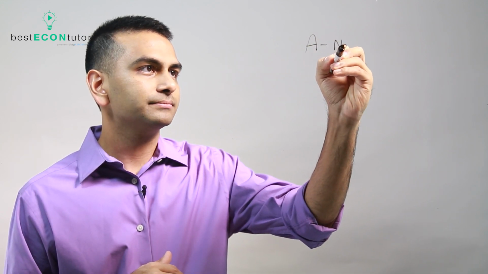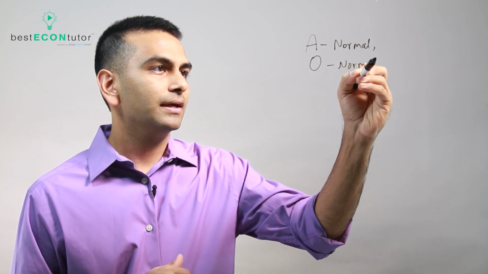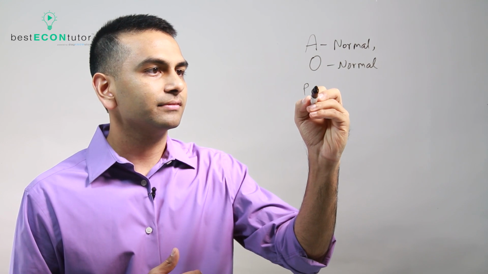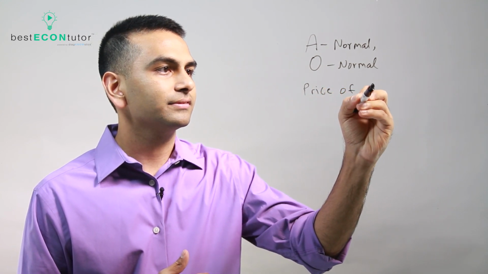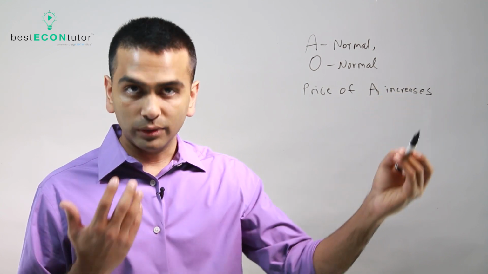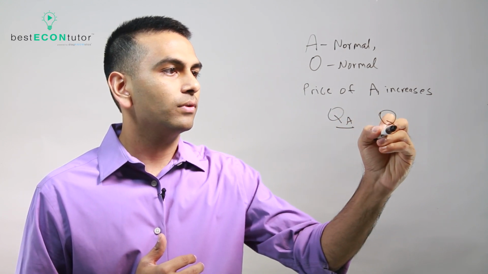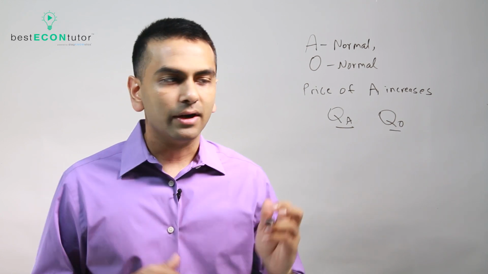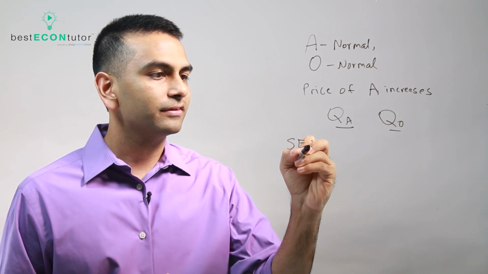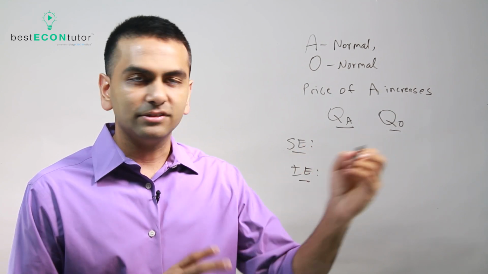Let's say apples and oranges are both normal goods. And let's say that the price of apples increases. We want to see now what happens to the quantity of apples versus the quantity of oranges. So what we're going to do is first find the substitution effect and income effect, and see what each one is saying.